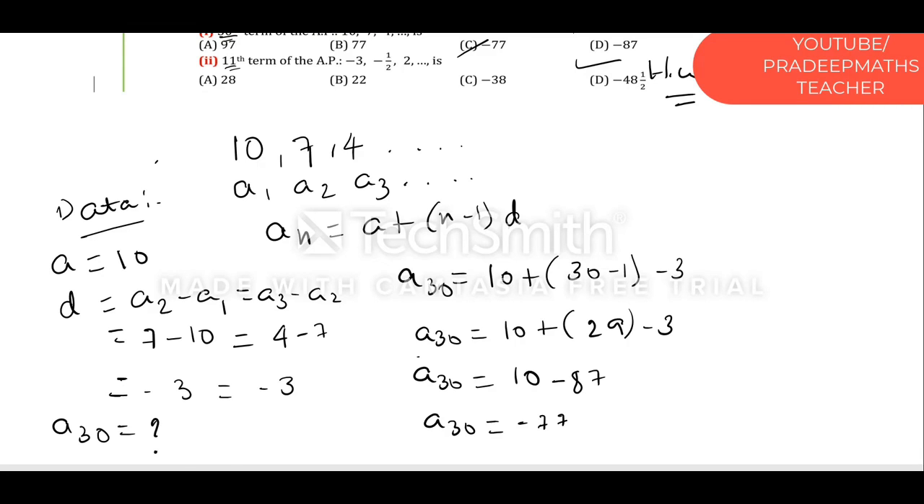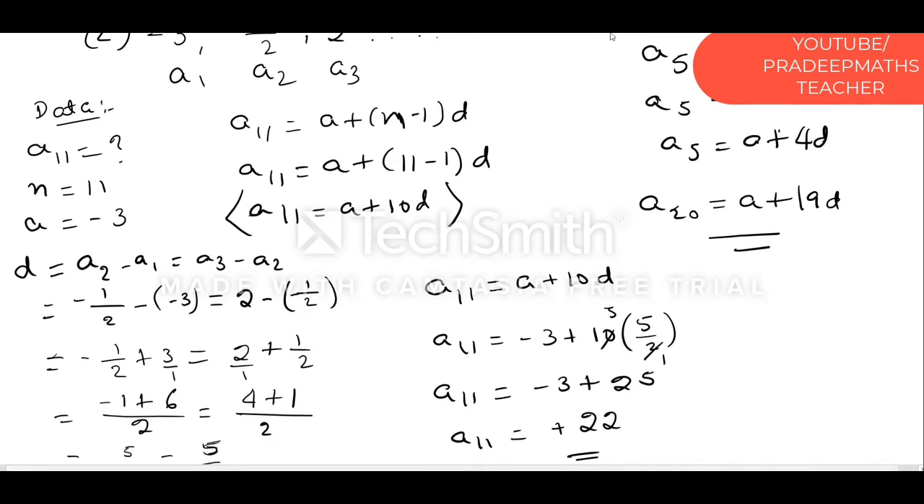Okay children, this is how we need to solve it by using the nth term formula. And as I said, if they have asked to find the 15th term, the formula will be a plus 14d. Clear children, because 15 minus 1 is 14, into d is 14d. So like this you can write.